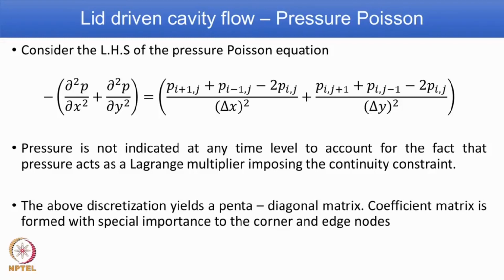The above discretization results in what is known as a pentadiagonal matrix. Again, please recall we mentioned different matrices possible: tridiagonal matrix, just diagonal, and pentadiagonal matrix of different form. So, discretization of the pressure Poisson equation will result in pentadiagonal matrix. Coefficient matrix is formed with a special importance to the corner as well as edge nodes.